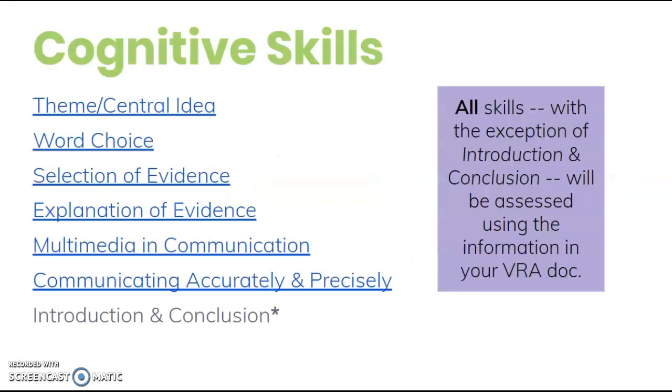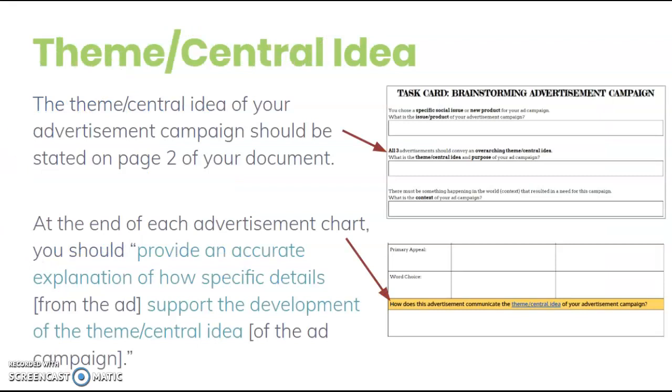In this slideshow, this is the second slide that's there, and you can click on the cognitive skill to go to the slide that you need to see for that skill. For this video, we're just going to start with theme, central idea, and then work our way through each of the slides. So for theme, central idea, in order to be assessed for that cognitive skill, I'm going to be looking in two places. First, the theme should be stated here on the second page of your document. You should state this is the theme of our ad campaign.